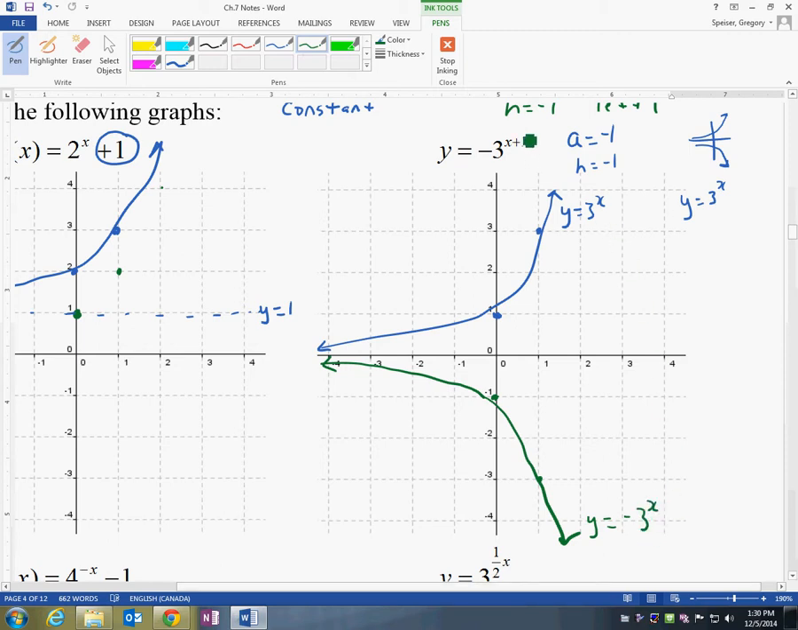But now I need to put the plus 1. In other words, if h is equal to negative 1, I need to go left 1. Let's pick red for this one. So if I'm going left 1, this point will be over here. This point will be over here, and everything else kind of moves over a little bit. So it goes... not a great line, but it is really hard to sketch with this thing. Okay, so that's my final answer. This would be y is equal to negative 3 to the power of x plus 1.